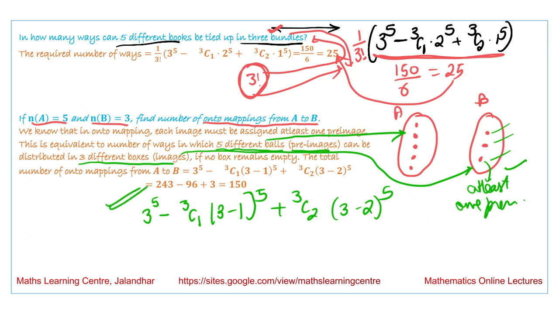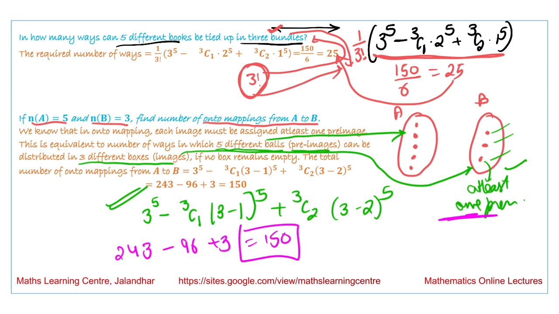This kind of result we have already done in our first chapter related to sets. The number of cases here is 243 minus 96 plus 3, which is equal to 150. So finding the onto maps is just a similar problem. We have 5 different balls which are to be kept into 3 different groups, and none of the groups remains empty.